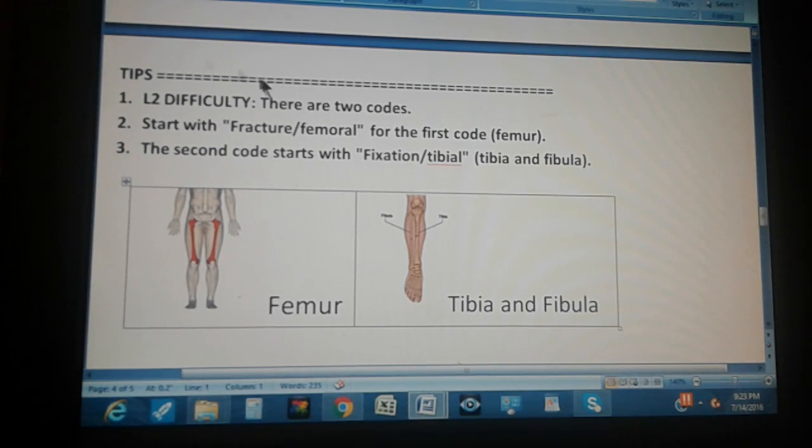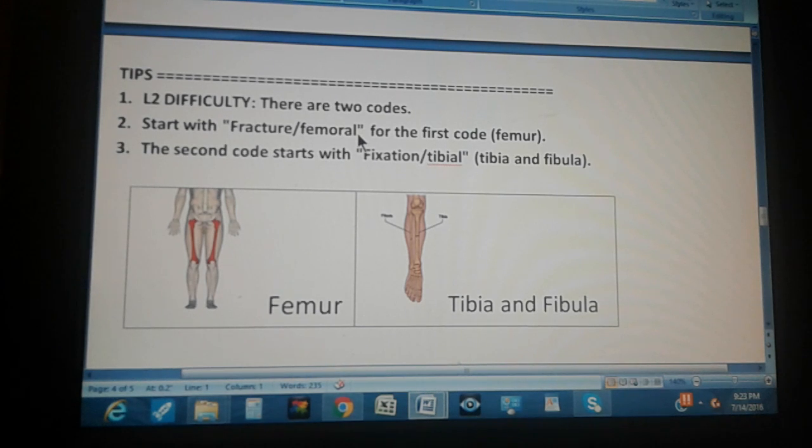Okay, first tip. Level 2 difficulty. There are 2 codes. We are calling this a level 2 because there are 2 codes, so it's a little complicated. Second tip. Start with fracture, femoral for the first code, which is the femur. I think we changed that in the process. Yeah, we start with femur fracture, right?